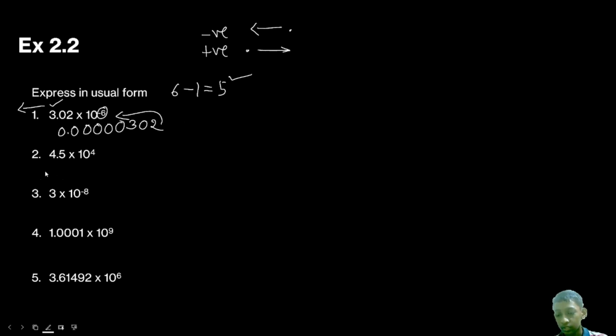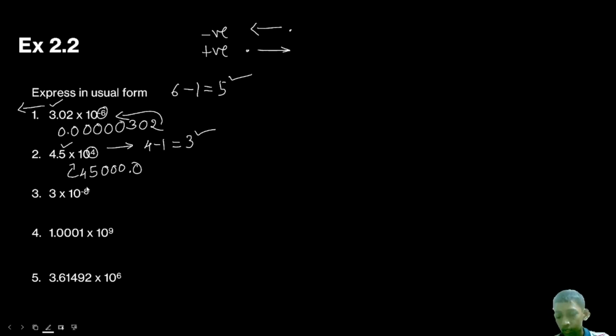So let's move to the second one. In this case, we have a positive exponent, so the decimal has to move towards the right side. But there is already a place acquired at the right side, so let's subtract that place. 4 minus 1, it is 3, and 3 is the count of zeros. We have to add that, so 4, 5 and 3 zeros, 1, 2, 3, and this is the usual form of 4.5 into 10 raised to the power of 4.